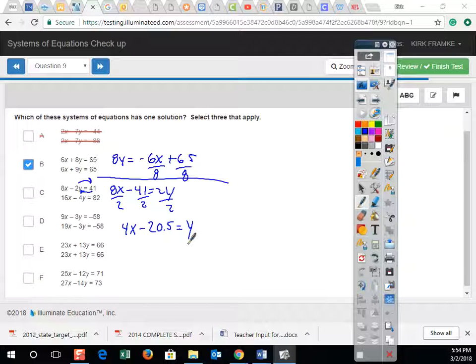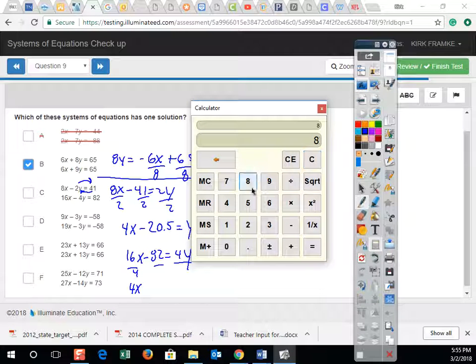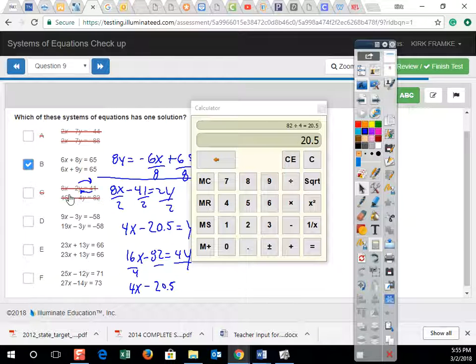All right, let's look at this other equation. So we end up with 16x minus 82 is equal to 4y. So let's divide everything by 4, and we get 4x. This is interesting. 82 divided by 4. These are the same lines, aren't they? They have the same slope. We know that these are going to have an infinite number of solutions. So we can get rid of this one.